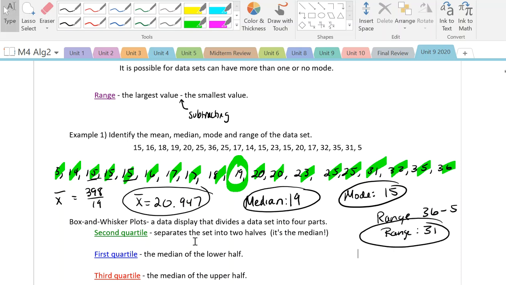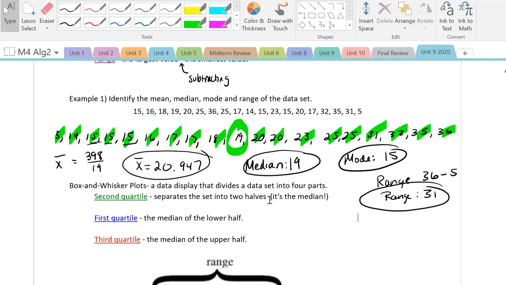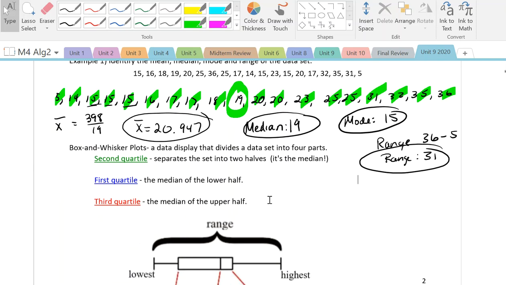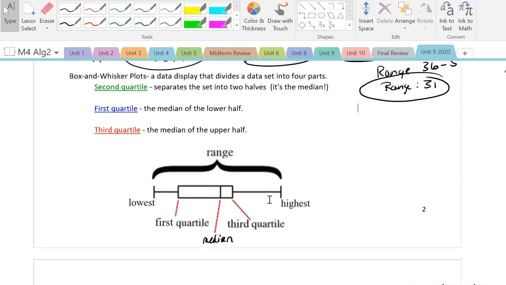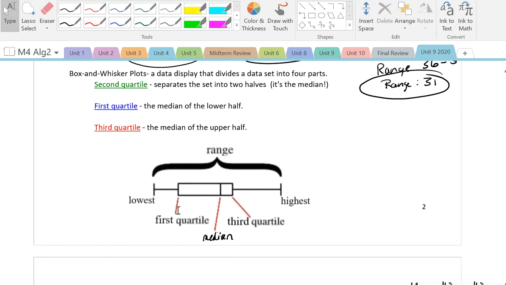So to do a box and whisker plot, it's basically dividing our data set into 4 parts. So we need the second quartile, which is another name for the median. The first quartile, which is the median of the lower half, and the third quartile is the median of the upper half. And you can see there's all of these are marked along our box and whisker.